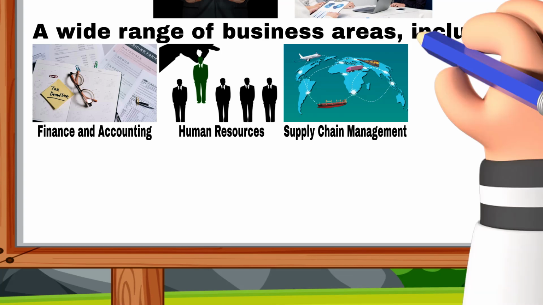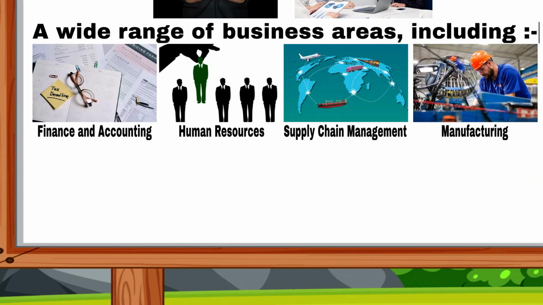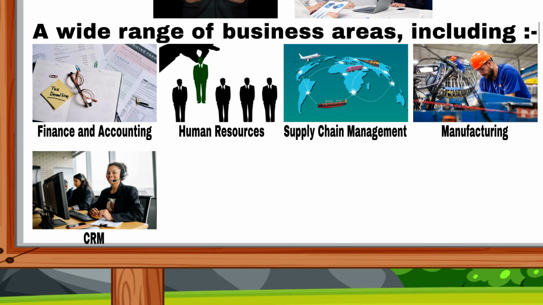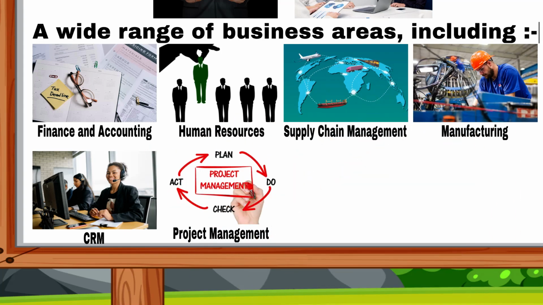Manufacturing, managing production processes, work orders, scheduling, quality control, and resource allocation in manufacturing environments. Customer relationship management, CRM, managing customer information, sales processes, marketing campaigns, and customer support interactions. Project management, tracking project progress, resource allocation, task scheduling, and collaboration among teams.